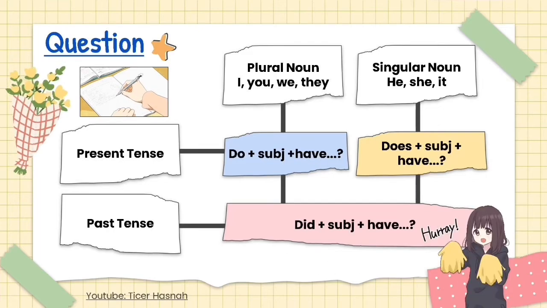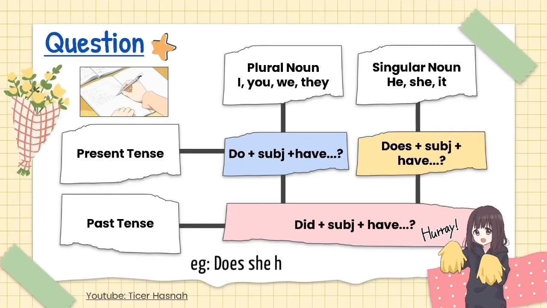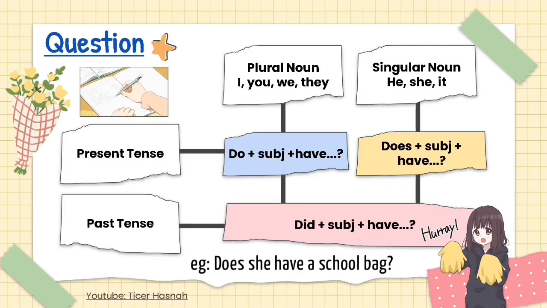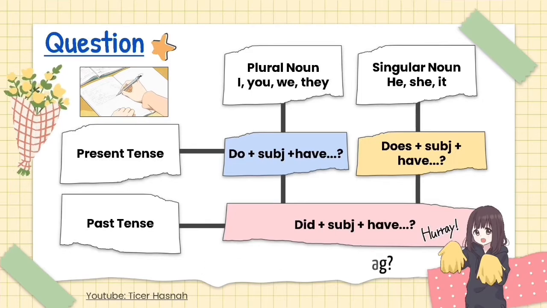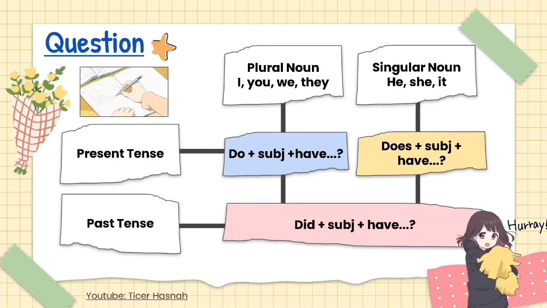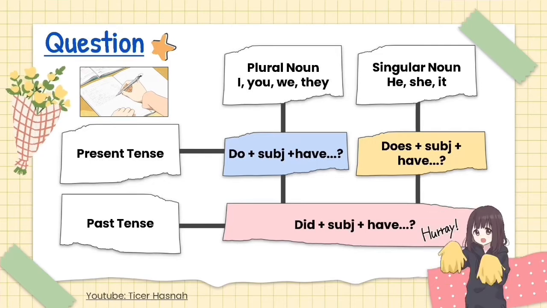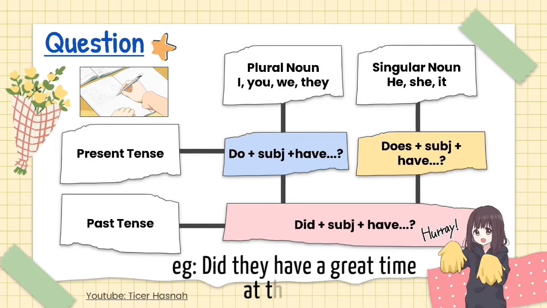If a subject is a singular noun, he, she, it, and the sentence is in the present tense, then we use the structure does plus the subject plus have. For example, does she have a school bag? Lastly, for all subjects in the past tense, we use the structure did plus the subject plus have. For example, did they have a good time at the party?